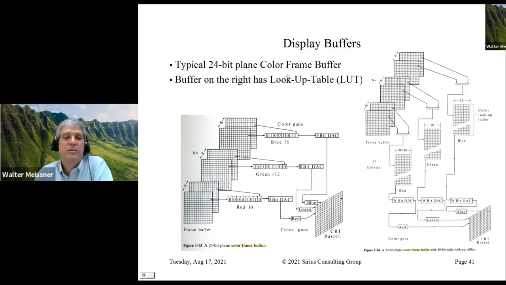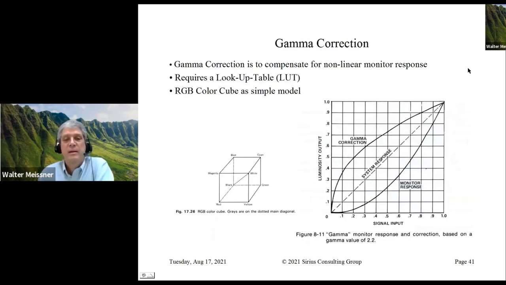However, since the CRT is nonlinear, there's something called a lookup table, a gamma correction, and this is done through a lookup table. So in this case, they take 8 bits and feed it into lookup tables, which output 10 bits. So now these go to 10-bit D to A's before they go to the color gun. And on the right here is what the monitor response looks like and what the gamma response looks like, and they'll cancel each other out and get a linear system response.